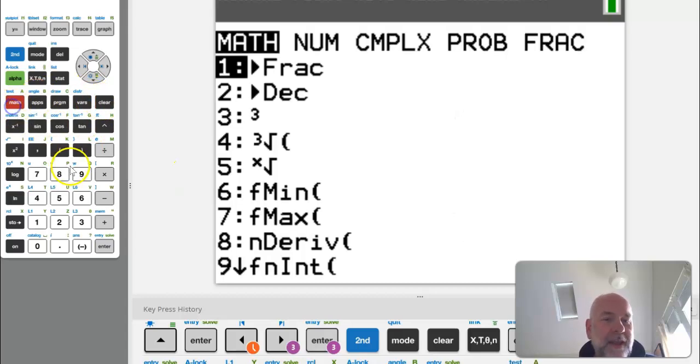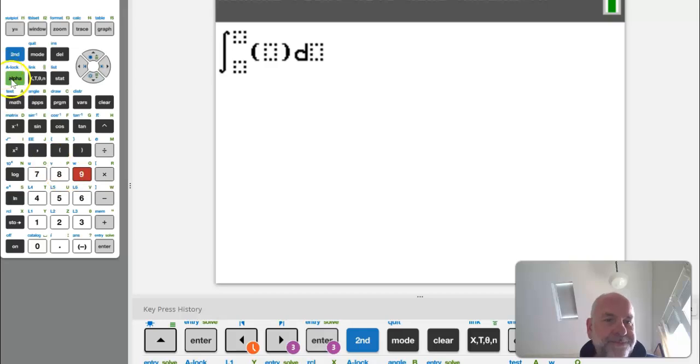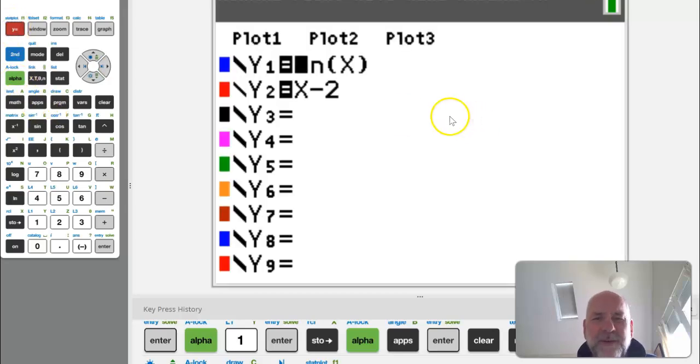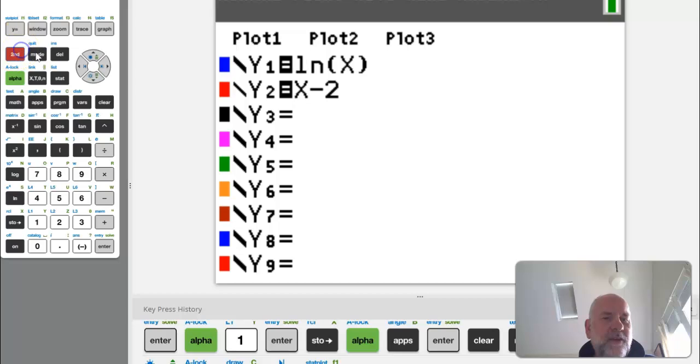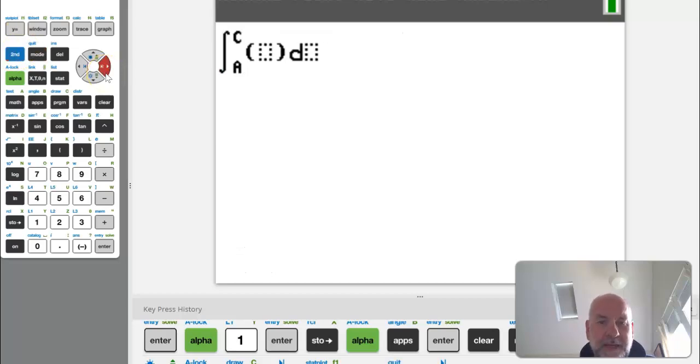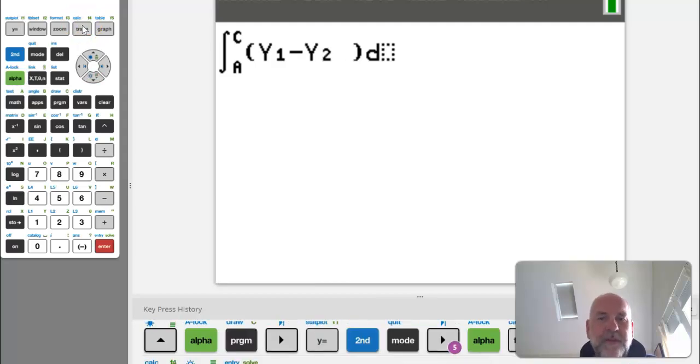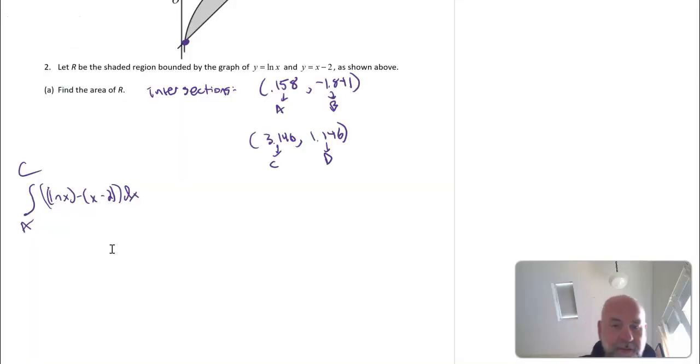So I'm going to math 9, and I'm going from A to C, and it's top minus bottom. And okay, I'm having a little doubt. Yeah, natural log is on top. Okay. So quit, get back to my home page and move back in here. Here we go. And do y1 minus y2 dx. Now, the only thing is I need to make sure I've defined these things for my work. There's the answer, 1.949.